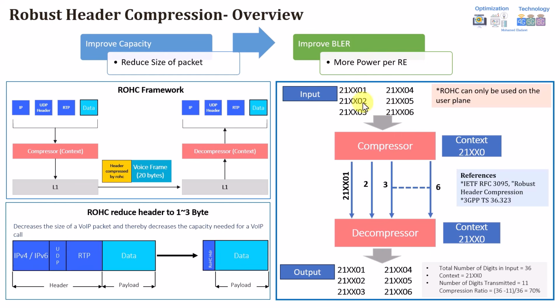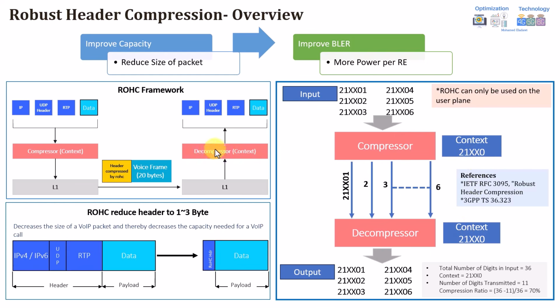21XX01. So we found that there are some static numbers within the packets. This is all the packets: 21XX01, 21XX02, and till 06. And the compressor will understand that the context of this one is 21XX0. So they will establish the context, which is, as you can see, between the compressor and the decompressor. The first one will be sent as it is. Then they will establish the context, which is 21XX0, as highlighted here.